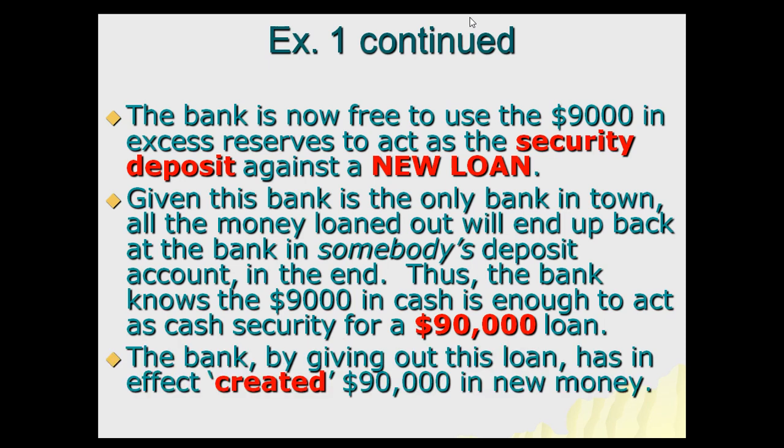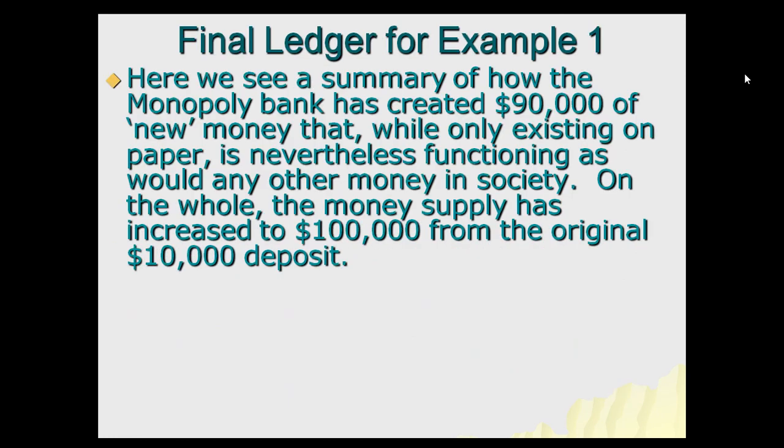Essentially what's happened, and it's happened all in one quick swoop with the monopoly bank, is that in giving out this loan, it's created $90,000 in new money, because the $90,000 that they've given out as a loan was money that really wasn't in the economy before. We can see how this looks if you look at the ledger here. And when you do some of your questions for homework, you're going to have to work with models that look like this.